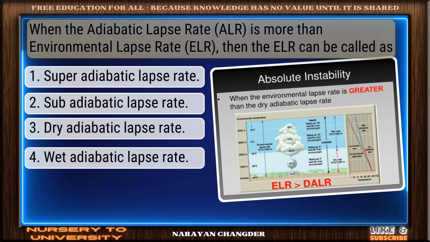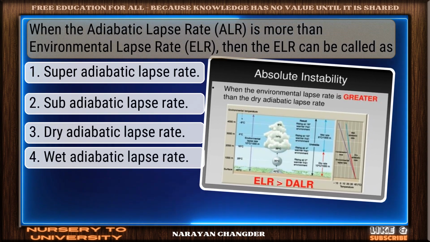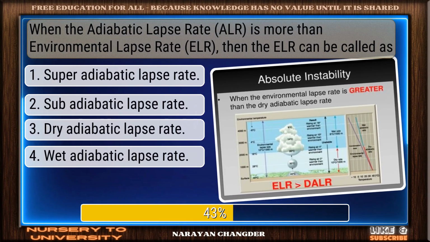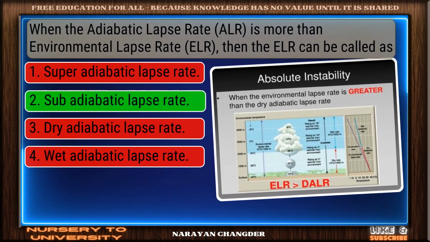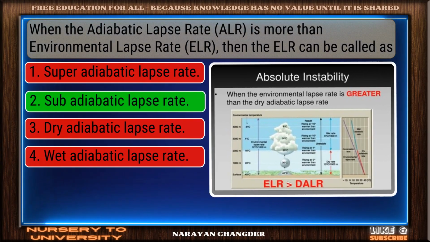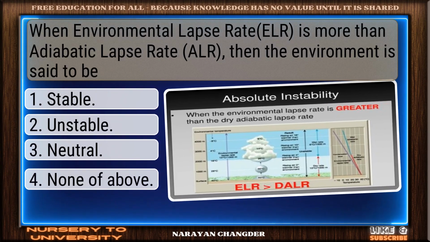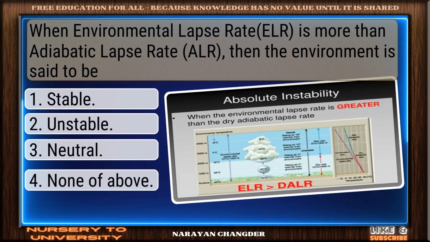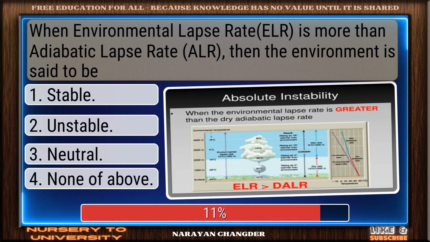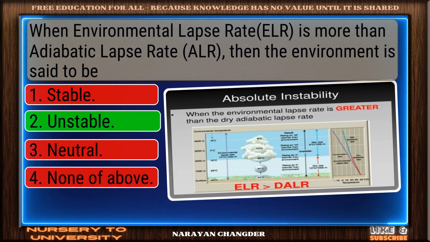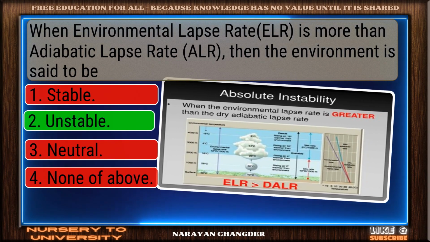When the adiabatic lapse rate is more than the environmental lapse rate, then the environment can be called as? Solid response. Sub-adiabatic lapse rate is a valid choice. When environmental lapse rate is more than adiabatic lapse rate, then the environment is said to be? On track. Unstable is the correct answer.